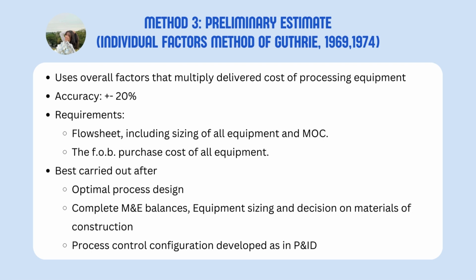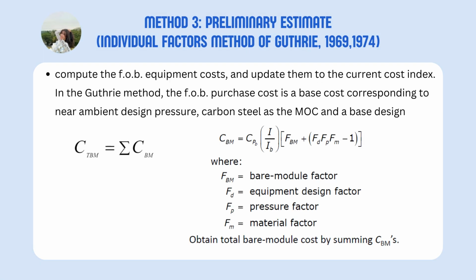The requirements are a flow sheet including sizing of all equipment and MOC. The FOB purchase cost of all equipment is best carried out after optimal process design, and to have complete material and energy balances, equipment sizing, decisions on materials of construction, and process control configuration developed as in the P&ID. In method 3, we will compute the FOB equipment cost and update them to the current cost index. In the Guthrie method, the FOB purchase cost is the base cost corresponding to near ambient design pressure, carbon steel as the MOC, and a base design.